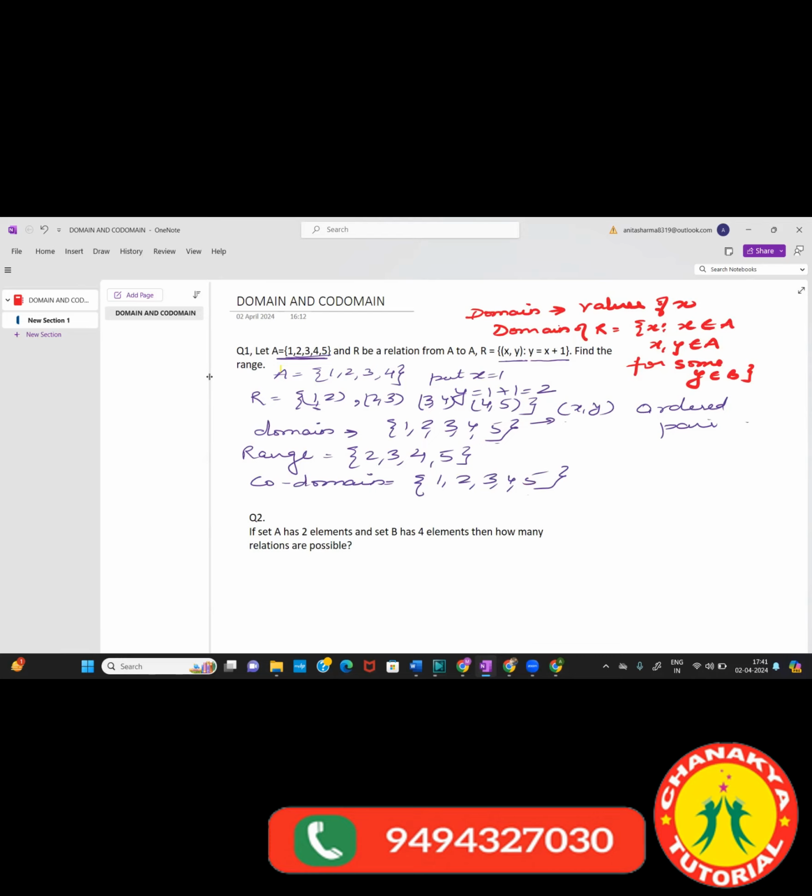Yes, ma'am, clear. See, beta, basically codomain of any relation is the set to which relation is defined. So we have defined this relation on this set only, A set. So if you are taking a value of x as 1, then your value of y will be 2. If you are taking x as 2, then value of y is 3. So your codomain is basically this set. Clear? Understood, beta? Speak loudly, Dhanunjay.